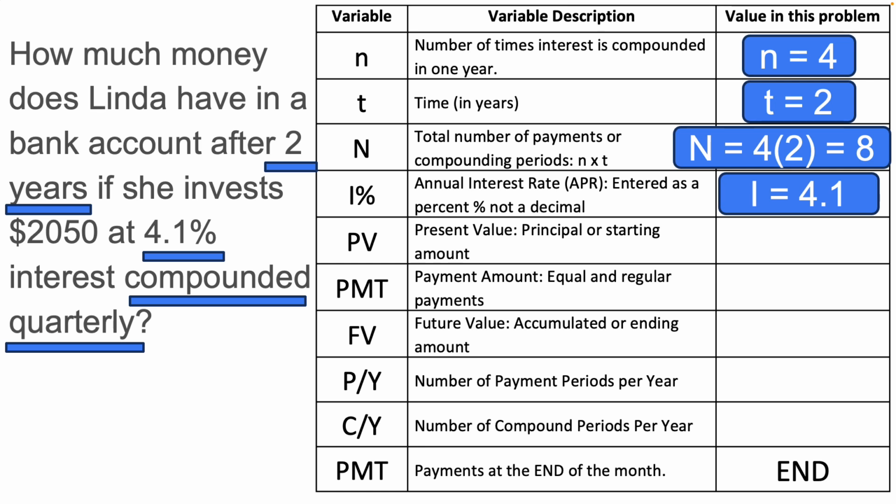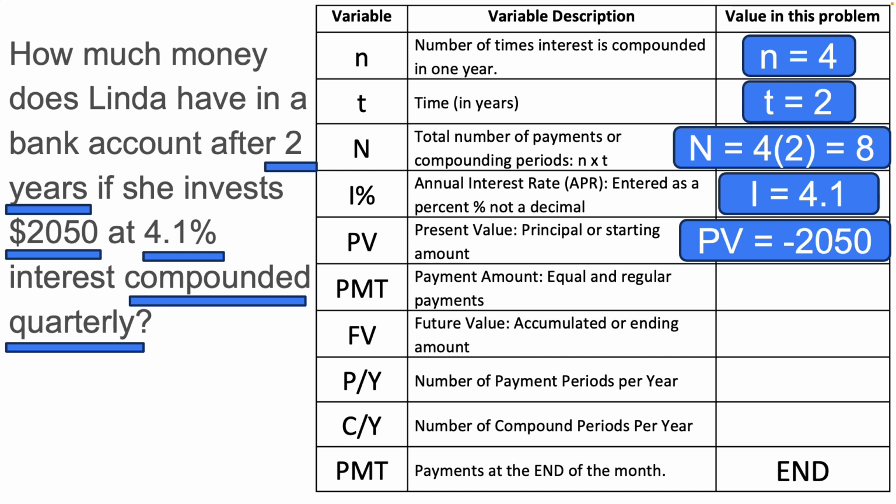Now let's go ahead and find the present value, or the principal. This is the starting amount or initial investment. So going back to the problem, it says how much money does Linda have in a bank account after 2 years if she invests $2,050. This is our principal, or our present value. Because this is cash, we need to think about the direction of the cash flow. Since this money is flowing out of her account and into a bank account, this value needs to be negative. So PV is equal to negative 2,050.